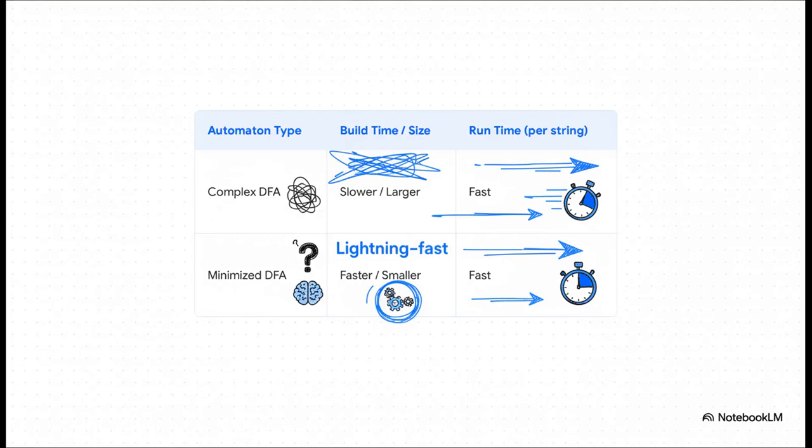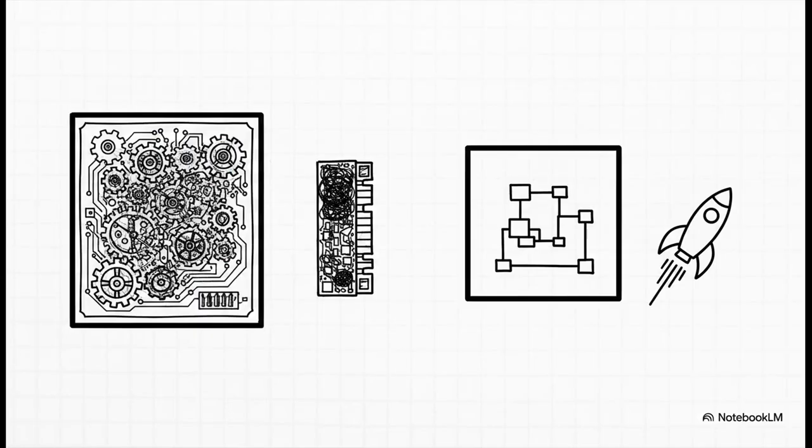The magic of any DFA, big or small, is that it runs incredibly fast. That's the whole point. But the huge advantage of minimizing it is that we get a much smaller, more compact machine. That means it takes up less memory, and it's often faster to build in the first place. So we get that same lightning-fast performance, but in a much more efficient little package. So this isn't just some abstract exercise. It has a real impact.